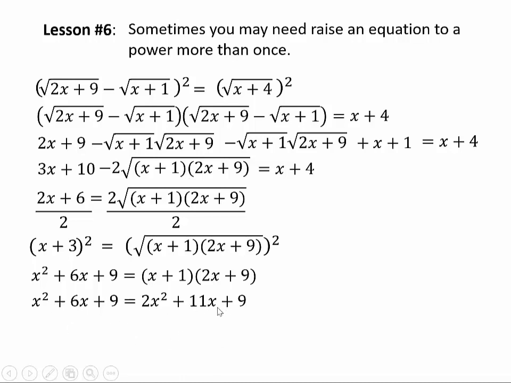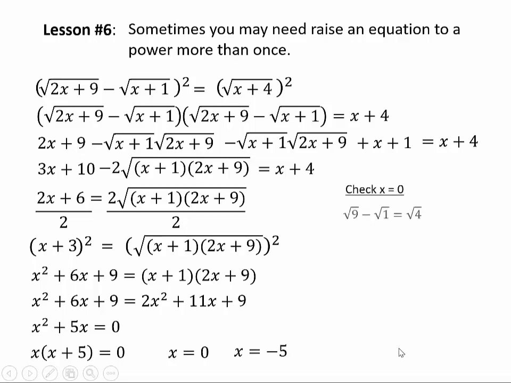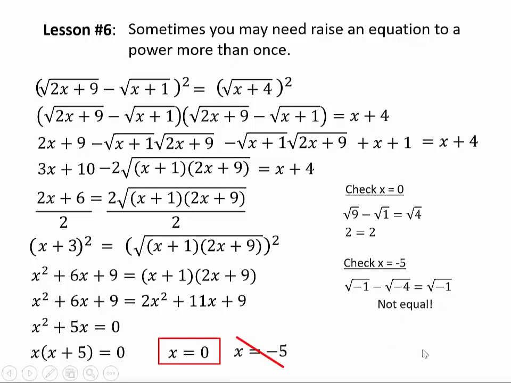Still have this quadratic. Let's get that equal to 0. And now that's factorable, so we get x equals 0 and x equals negative 5. And we got to do our checks, so if I plug in 0 to the original, looks like everything works out. If I plug in negative 5, the square root of negative 1, take away something, does not equal itself, so that is not equal. We have an extraneous solution there.